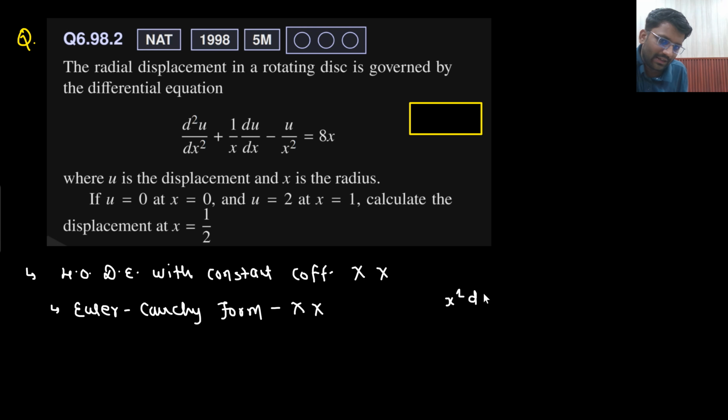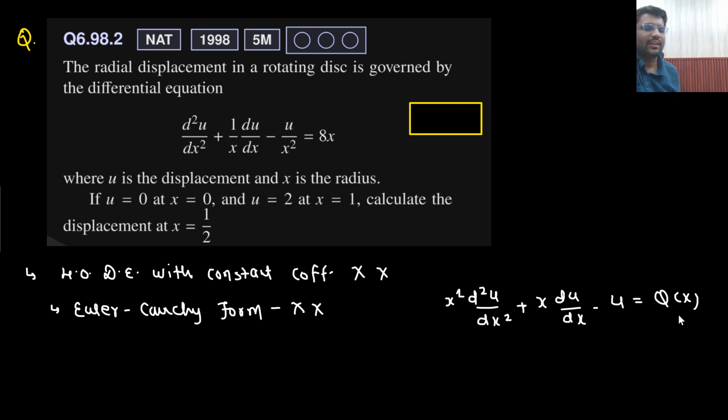Sir, the Euler-Cauchy form will say x square d2u by dx square plus x du by dx minus u should be equal to some function of x. This should be the scenario, no? It should be equal to 0 or some function of x, I don't care. This should be the scenario. Are you getting the scenario?